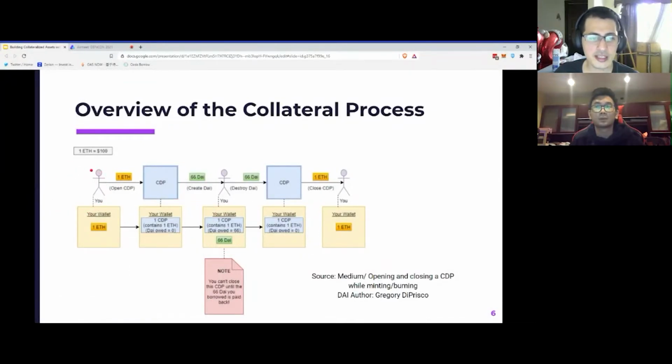Okay, so first thing, let's say that 1 ETH is $100, and you're using some kind of oracle mechanism to get this price on chain. You could use your own oracle, you could use a centralized oracle, you could use Chainlink, but let's just assume that 1 ETH is $100. So if you have 1 ETH in your wallet, you can create a vault, however they call it right now, or a CDP, and you deposit your collateral that is worth $100 there.